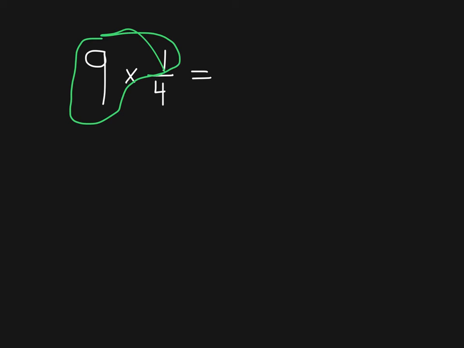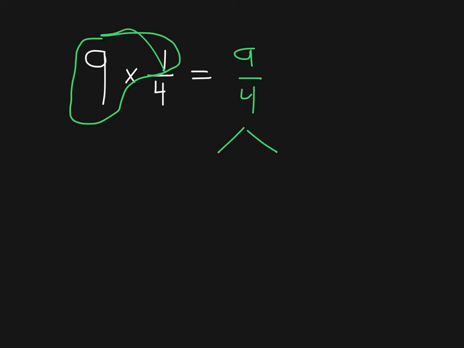For this next problem, we are going to see what happens if our answer does not work out as a whole number. So 9 times 1/4. If I have 9 equal groups of 1/4, instead of writing out that long repeated addition sentence, I can also look at the 9 and multiply that by my numerator. And my answer would be 9/4.